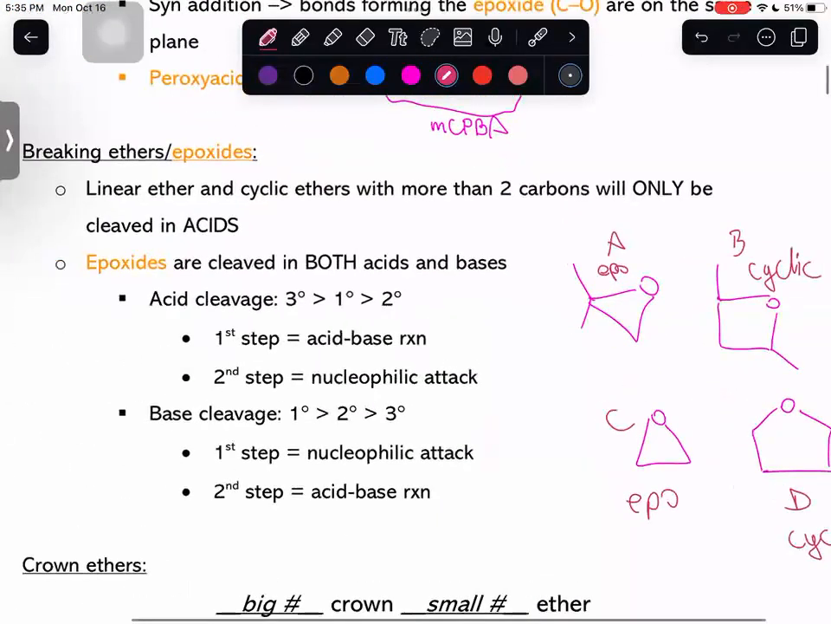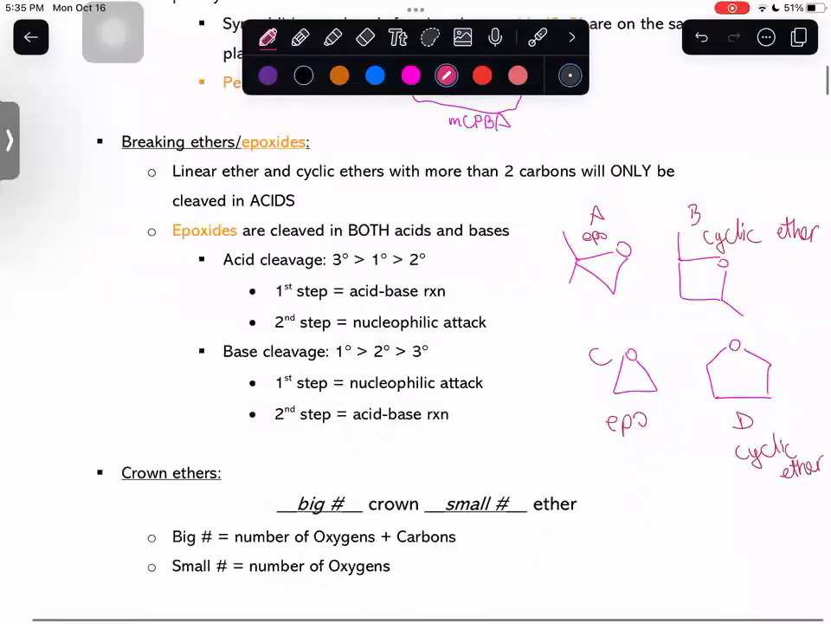Okay, now, we were talking about breaking our epoxides. We have to remember the ranking. For base cleavage, it's going to be primary, secondary, tertiary. 1, 2, 3. For acid cleavage, if you're taking Dr. West, 3, 1, 2. If you're taking Dr. Roche, 3, 2, 1. So for questions, we're good? We know how to break our little epoxides?